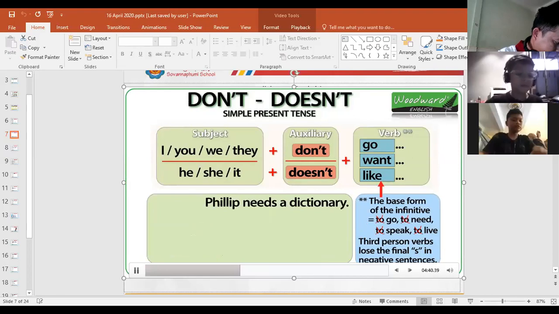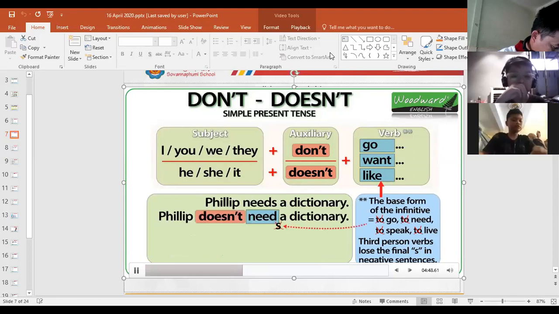Philip needs a dictionary. What is the negative of this? Philip doesn't need a dictionary. No S at the verb need.